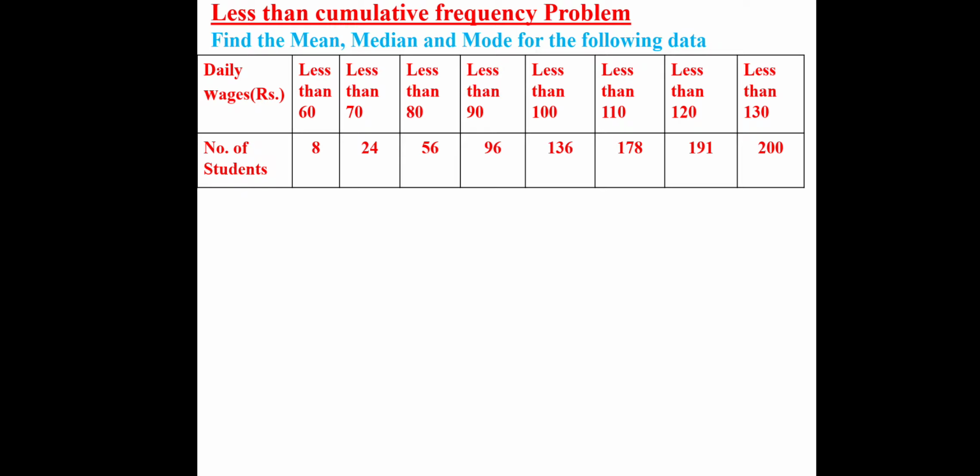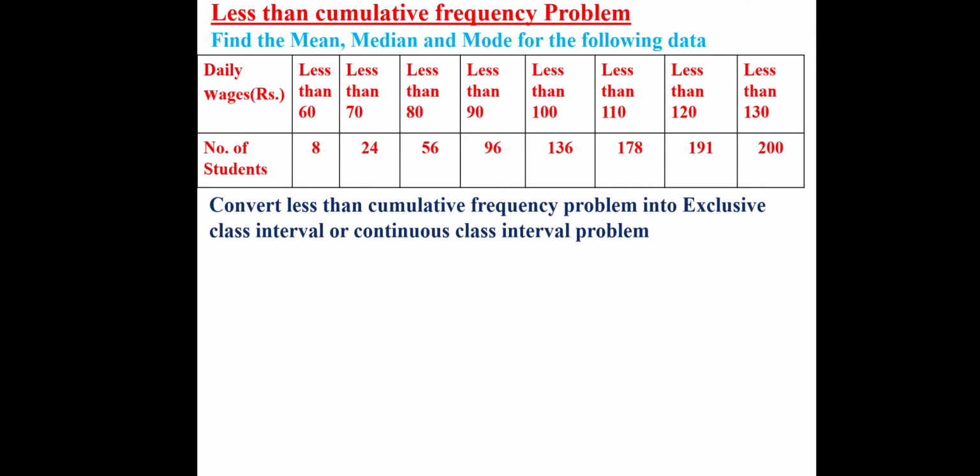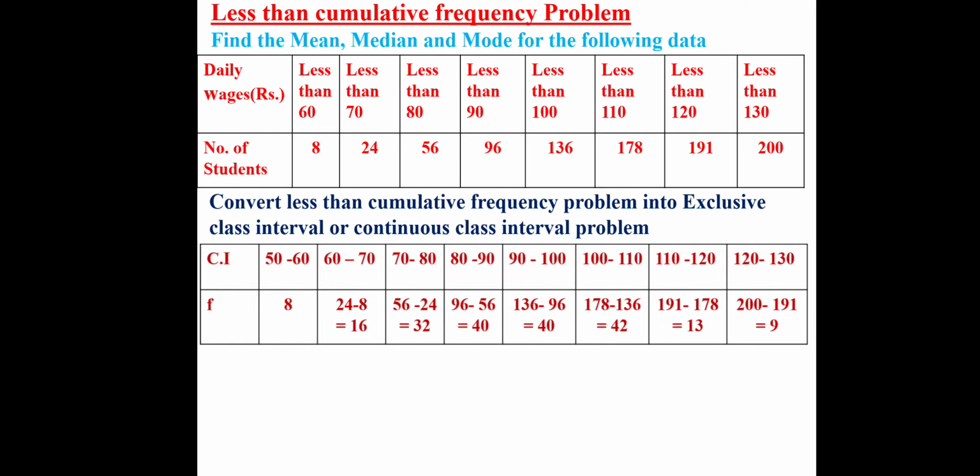The size of the class interval, the difference of each column, is 10. So for the previous interval, we find 60 minus 10, which is 50. So we take the class intervals as 50 to 60, 60 to 70, 70 to 80, 80 to 90, 90 to 100, 100 to 110, 110 to 120, 120 to 130. Like this, we convert the less than cumulative frequency problem into exclusive or continuous class interval format.